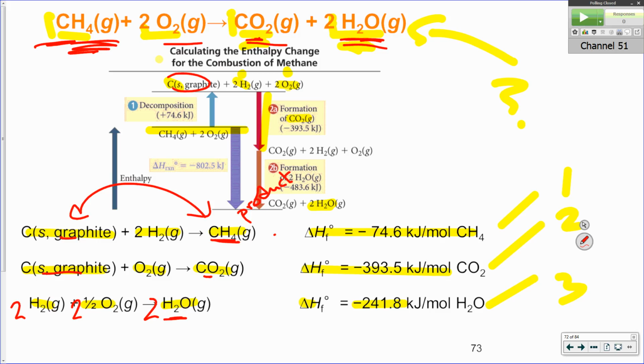Yes, okay. When we switch it around, that's exactly what we're going to do on the next page.